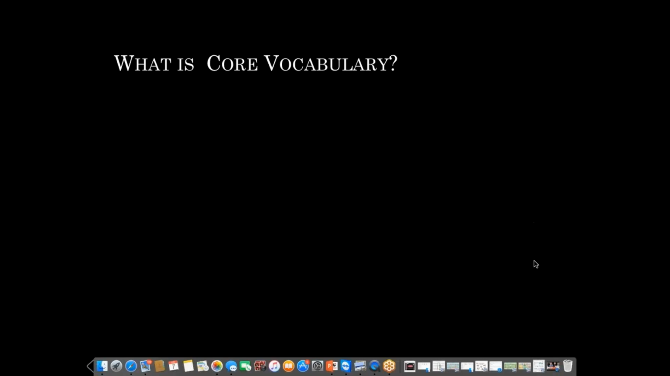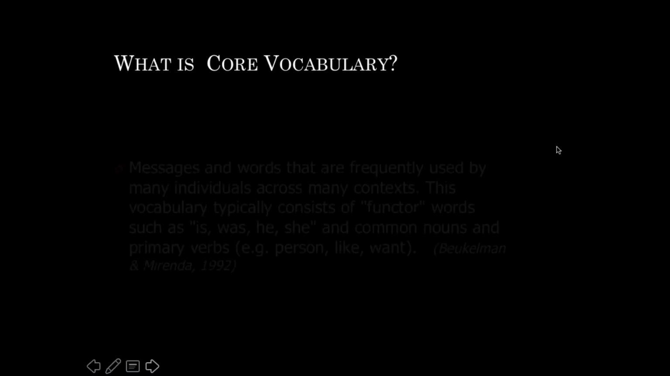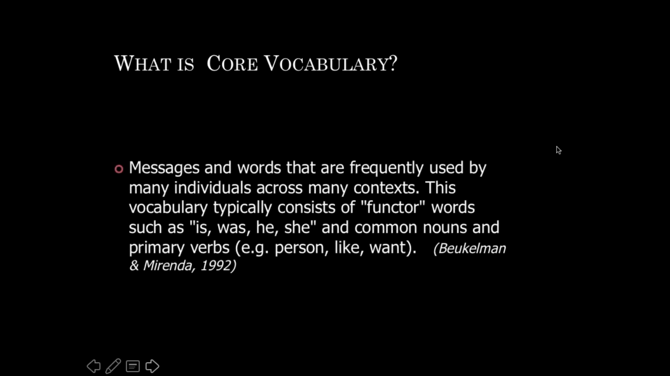Okay, we're going to get into core vocabulary. So let's just break it down. I'm going to give my formal definition like I like to do. This is from David Beukelman. Messages and words that are frequently used by many individuals across many contexts. This vocabulary typically consists of functor words such as is, was, he, she, and common nouns and primary verbs.